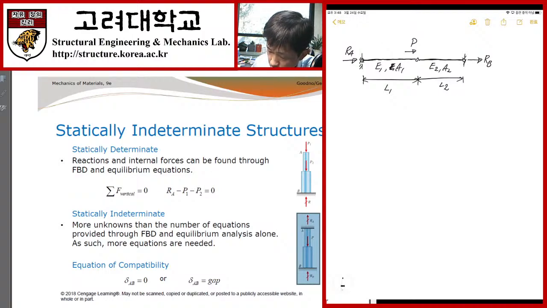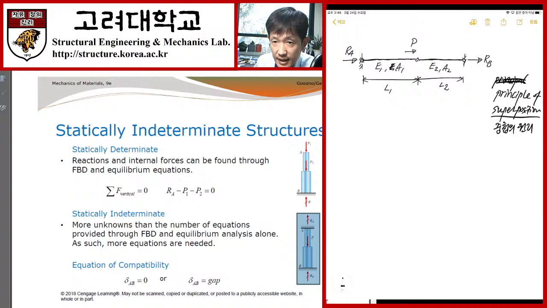So I wonder if you remember the principle of superposition. In Korean it is called 중첩의 원리. Since we are using linear elasticity, as long as we use a linear system, we can superpose the response. That's the 중첩의 원리. Okay, let's consider this principle of superposition.